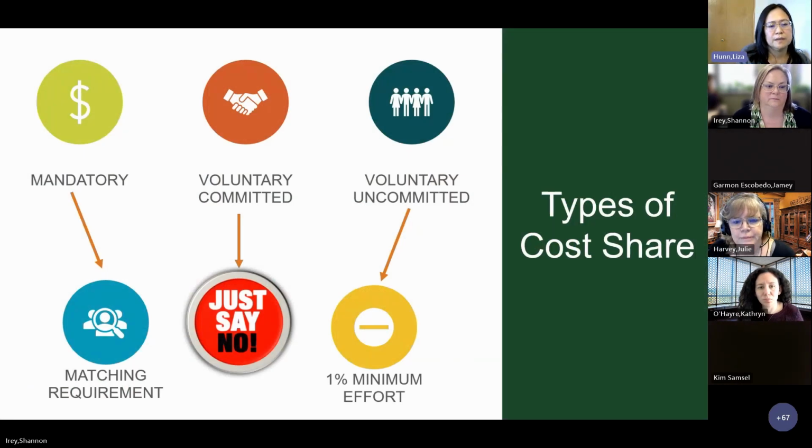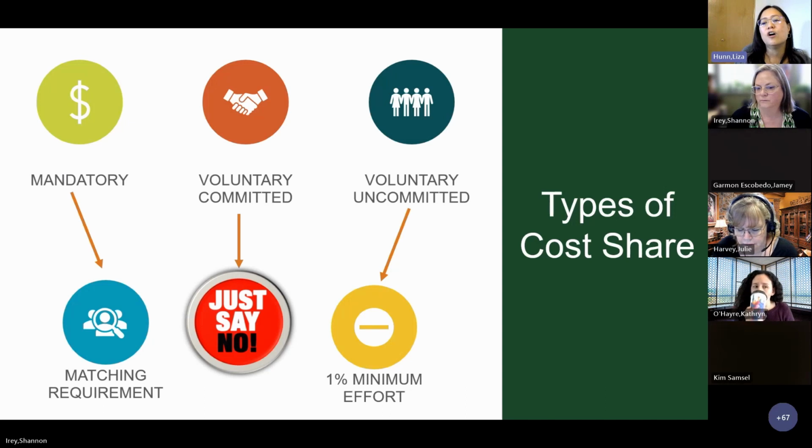Types of cost share. We're just going to start on the left-hand side, which is mandatory cost share. Mandatory cost share is cost share that is required and a condition of the award. So it's stated in the solicitation, it tells you how much you need to provide, and it's very clear, it's mandatory. Okay, we're going to go on the other side.